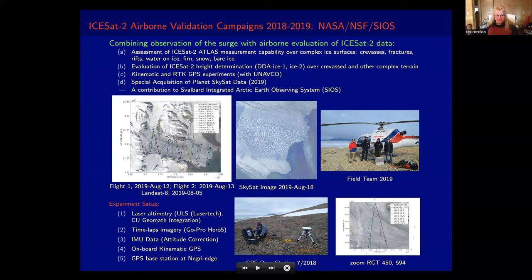So here's a map of Negribreen with all the ICESat-2 tracks, and then here's some high-resolution SkySat imagery from Planet, which was acquired for our project. At the same time, the Norwegian Polar Institute was super helpful, letting us charter their helicopter for a few years in a row. We're flying a high-resolution, small airborne laser, and then we use imagery, just a GoPro, and a bunch of ancillary data to make sure we actually know where we're pointing on the ground.